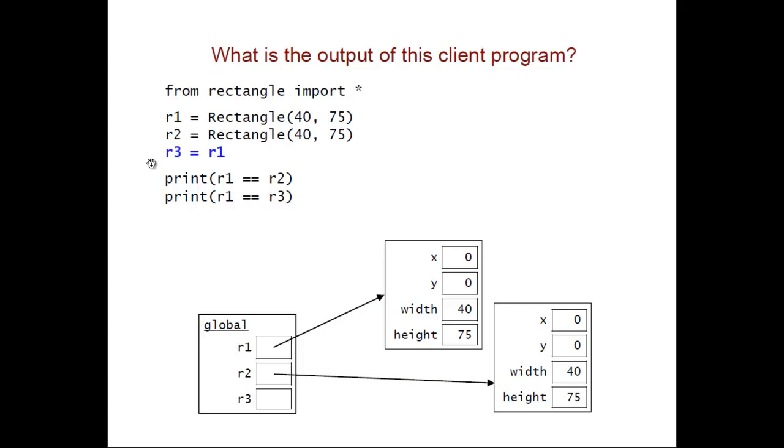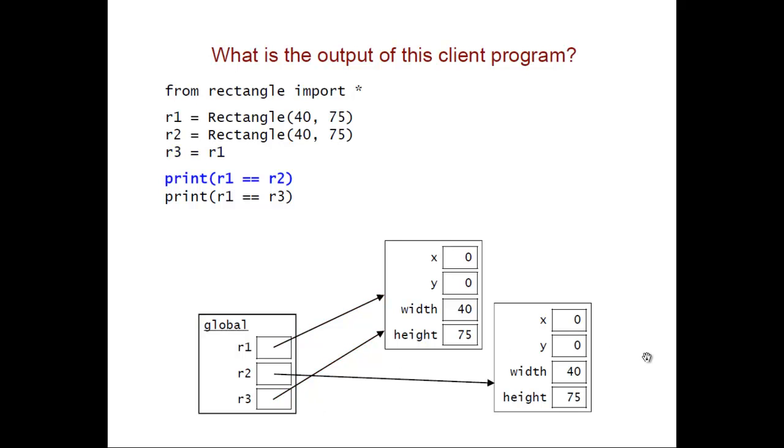Then I come to this line of code, and you can see that I'm not calling the constructor a third time here. Rather, I'm saying take what's in R1 and assign a copy of that value to R3. And because what's in R1 is a reference, I'm going to be getting a copy of that reference. And so both R1 and R3 refer to the same object.